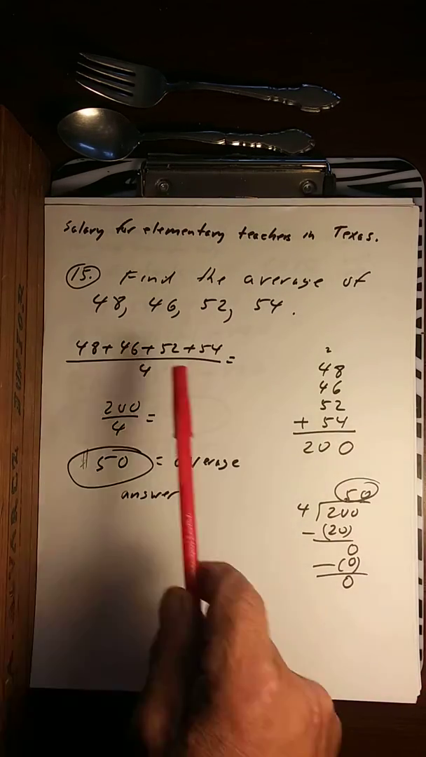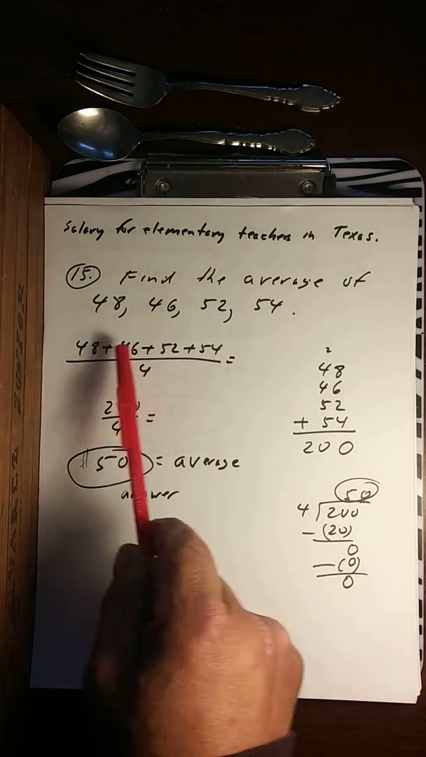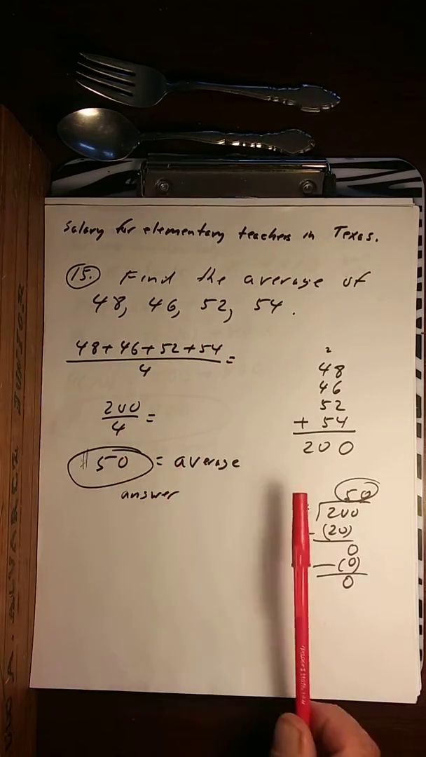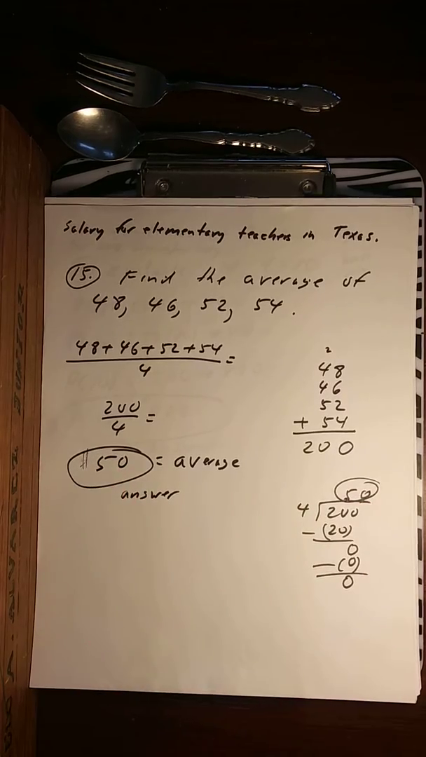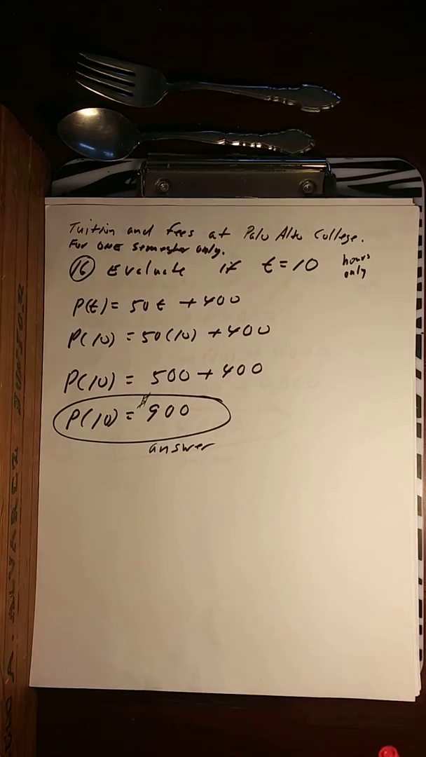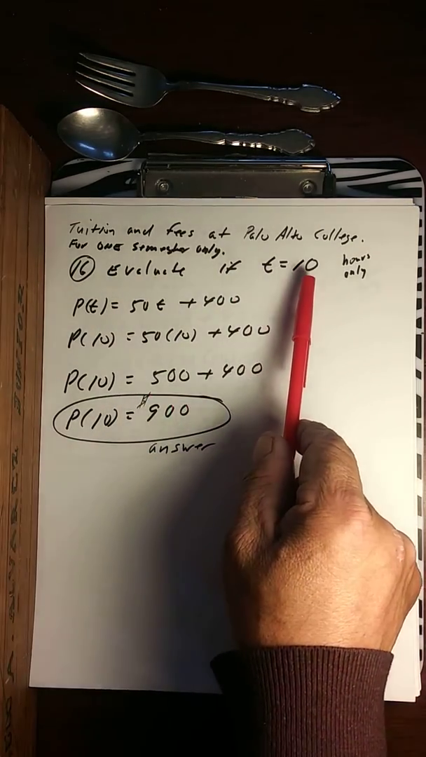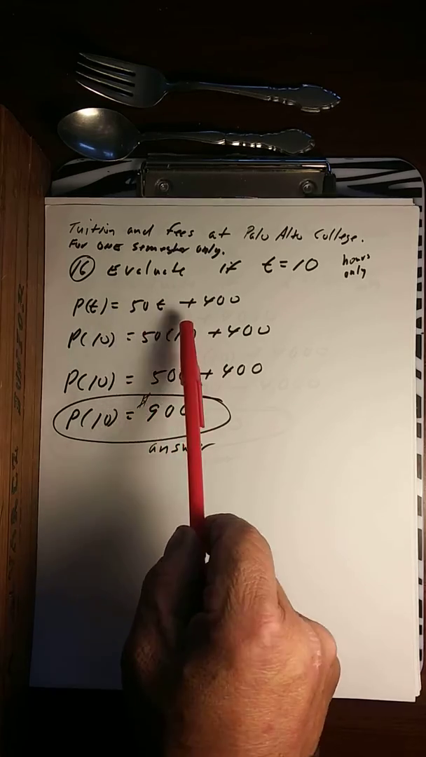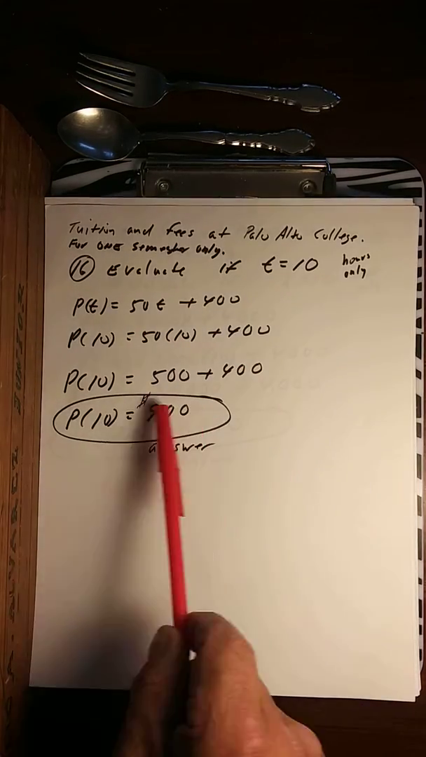Find the average of 48, 46, 52, and 54. Add them all up, which is 200 divided by 4. If you divide 4 into that number, you're going to get what? 50. Evaluate if t equals 10. So P of t, the function, is going to be 50 times 10 is 500 plus 400, so that's going to be 900.